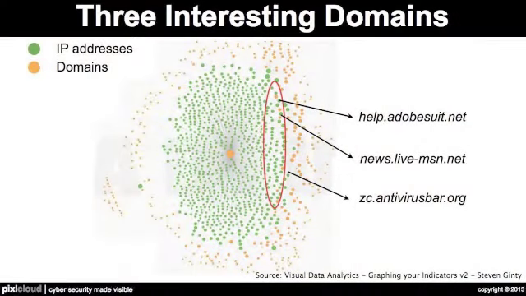I circled them roughly in that red oval there, and those were the first few domains that we started to look into. You see they're called help.adobesuite.net, news.livemsm.net. These are not actual real domains, but they're very close to real sites you would go to. So if you fat finger something, there might be a link from somewhere going there. So these are all potential domains where this APT or this malicious document was hosted.